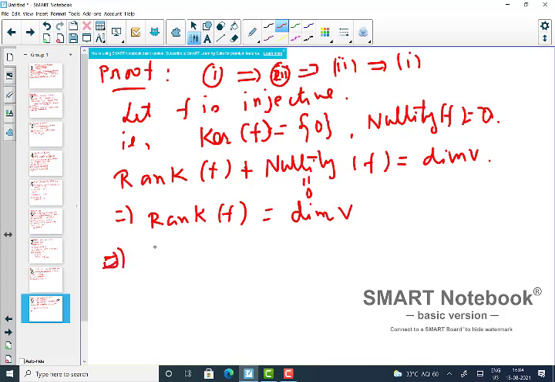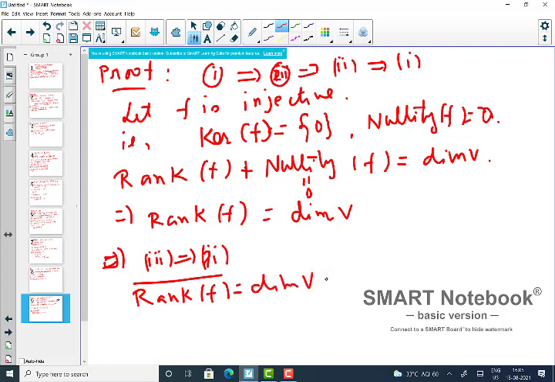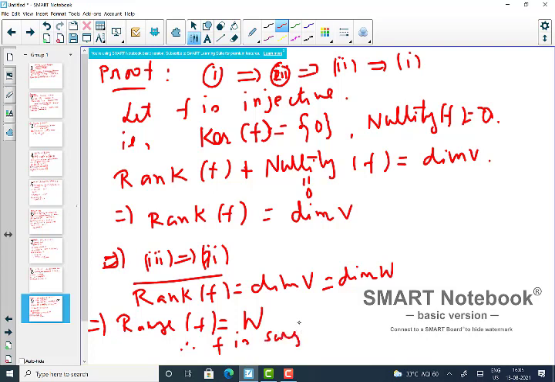Now the second part, 3 implies 2. What does 3 implies 2 mean? Given that rank of f equals dimension of V, but dimension of V equals dimension of W, which we know already, because they are equal. So the rank of f is actually the dimension of W. That means the range of f has dimension equal to the dimension of the whole codomain. So the range of f is nothing but W itself. And if the range is the full space, that means f is onto, or surjective.